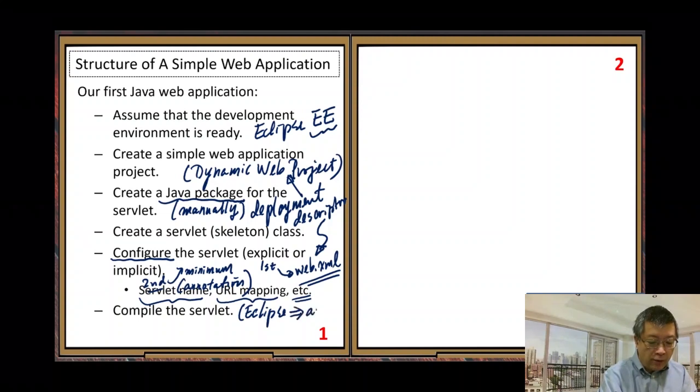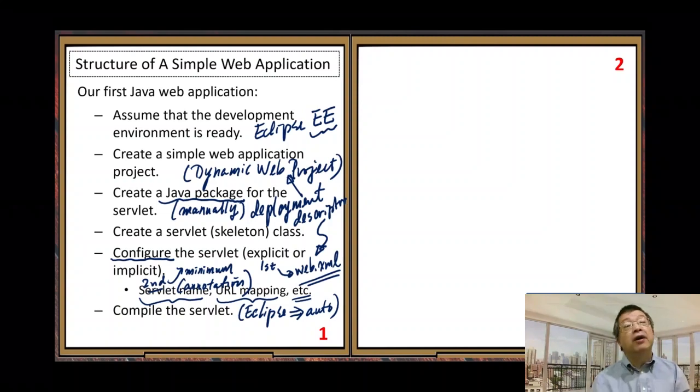this step is automatic. So you do not realize the compilation. It happens immediately. After you click the save button, it gets compiled immediately. Behind the scenes, you don't see it, but it is compiled. Okay? So the compilation step, we never worry about that.